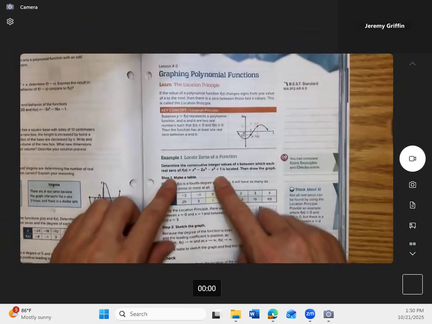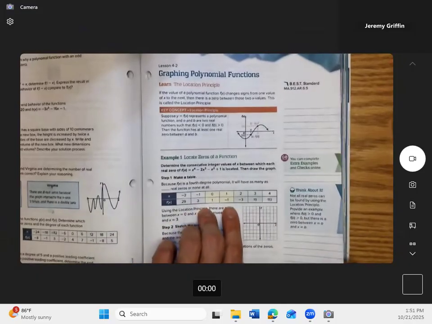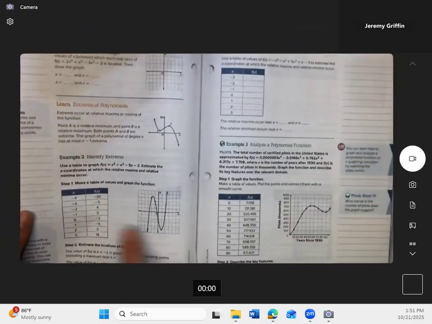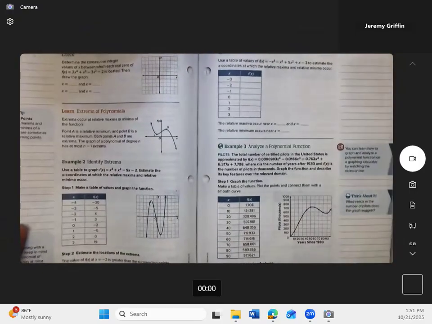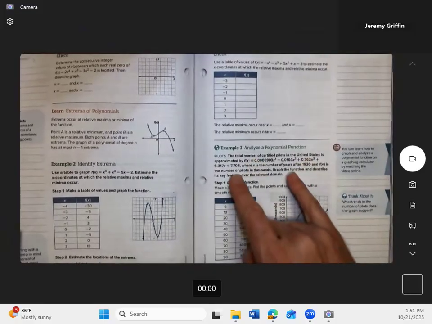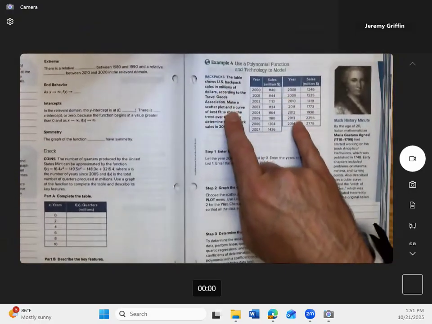So what's this about? We're looking at polynomials, and if you look through this lesson, there are a lot of tables. There's a lot of data given in tables. Look at this, x, y values. I see a table here, a table here. And they bring a lot of realistic examples: the number of certified pilots by year starting from, I think, 1930, going decade by decade, the number of backpacks sold.